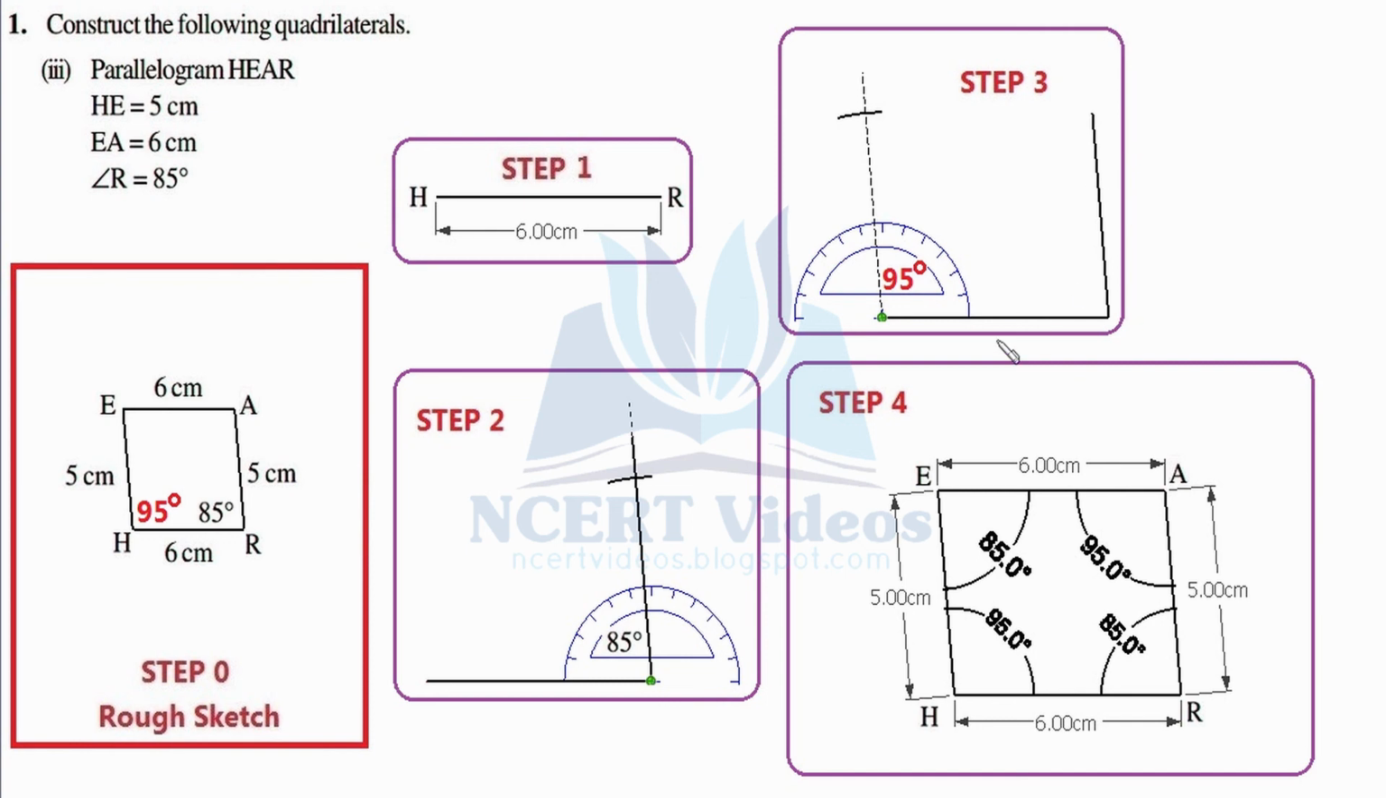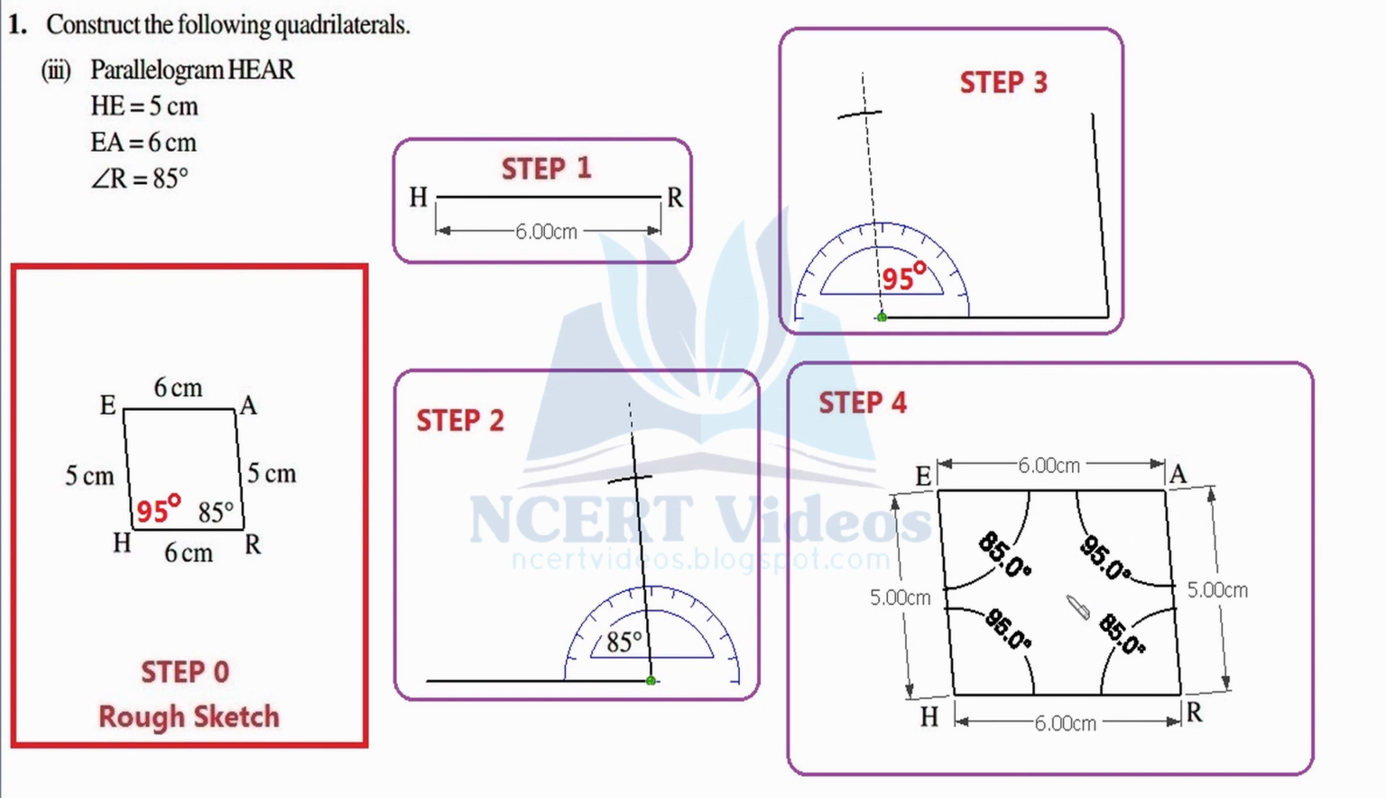The last step is simply to connect all the vertices and mark the measurement of angles as well as measurement of line segments. So the same has been done in step number 4. We just copy all the information that we have on the rough sketch on our final step number 4th. That is HEAR, all the vertices with its measurements 5 cm, 6 cm, 5 cm and 6 cm. Jotted down the angle measurements. Angle R was 85 degrees and angle H was 95 degrees. The same has been shown over here.